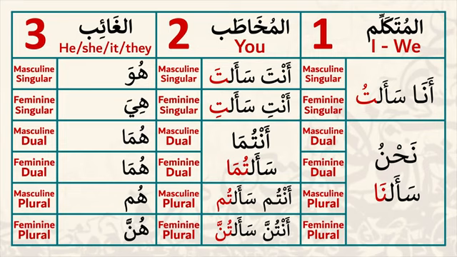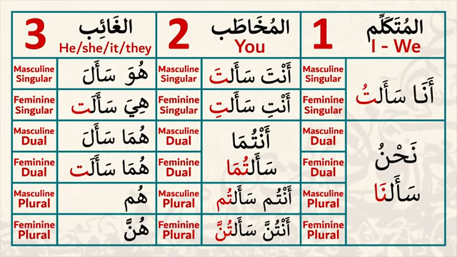Third person masculine singular doesn't take any. هو سأل. Feminine singular takes only تاء التأنيث. هي سألت. For the dual, we take a copy of singular conjugations and then we add ألف الاثنين. هما سألا for masculine and هما سألتا for feminine. And remember, تاء التأنيث here becomes a vowel.